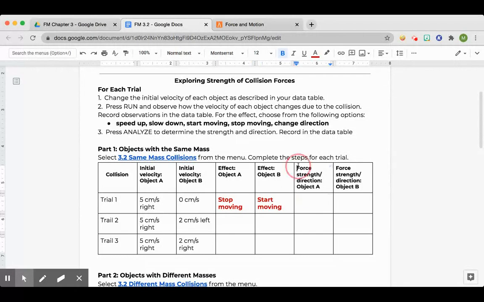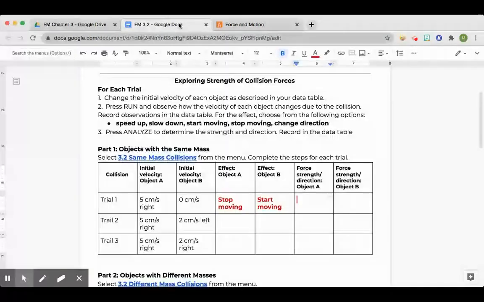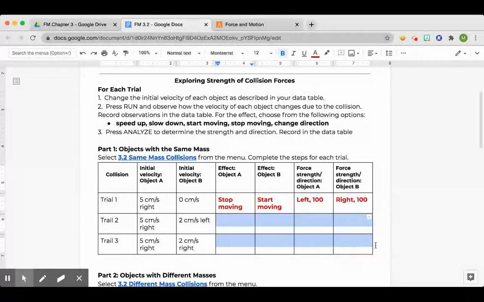Then we have to get the force strength and direction of object A and B, just like we've done in many other simulation things. So the force strength here and the direction, for A, it's 100 and it goes to the left, and the force strength through B is 100 to the right. So A would be left, 100. B is right, 100.